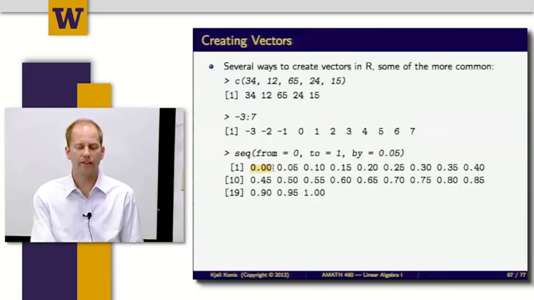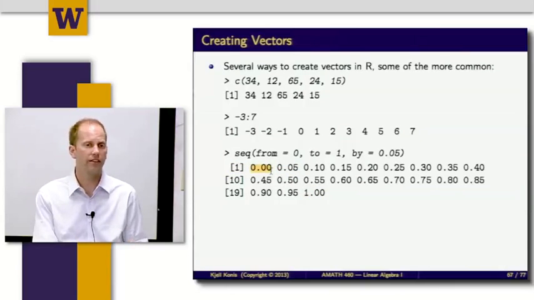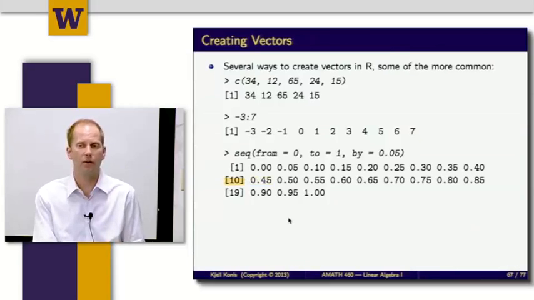The first one is 0. Then in steps of 0.05, it goes up to the number 1. Now you can see it's a little bit more clear what this [1] is here for. It's telling me that 0.00 is the first element of this vector. Then I have 2, 3, 4, 5, 6, 7, 8, 9, and then 0.45 is the 10th element of this vector. So it's just a little aid so you can figure out about where you are in a vector when it has to be split across multiple lines in the output.